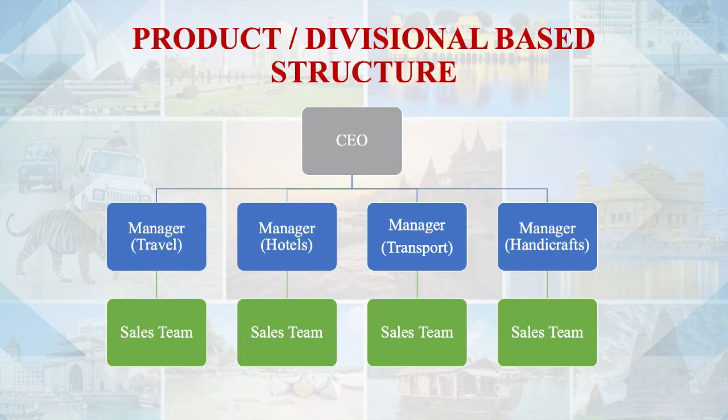For example, a company which is into the travel and tourism business creates one vertical exclusively for hotels, creates another vertical which is exclusively looking after reservations. There is another vertical which is exclusively looking after transportation. There is another vertical which could be looking into some other business which is part of the entire tourism business.